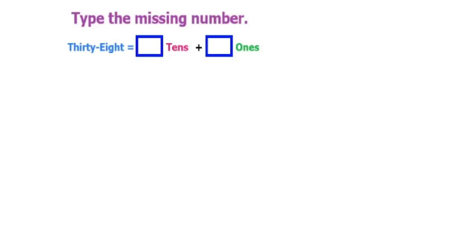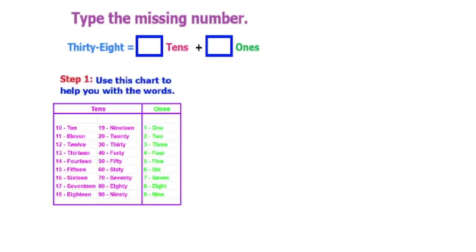In this video, we're gonna figure out the missing number. So if we have a problem like this that says type the missing number, and we have 38 equals blank tens plus blank ones. So we need to figure out how many tens 38 has and how many ones 38 has.